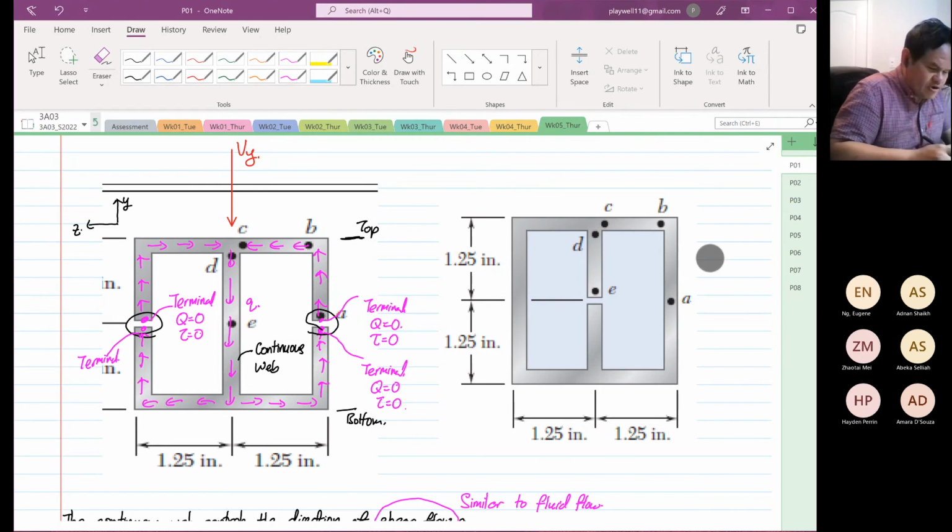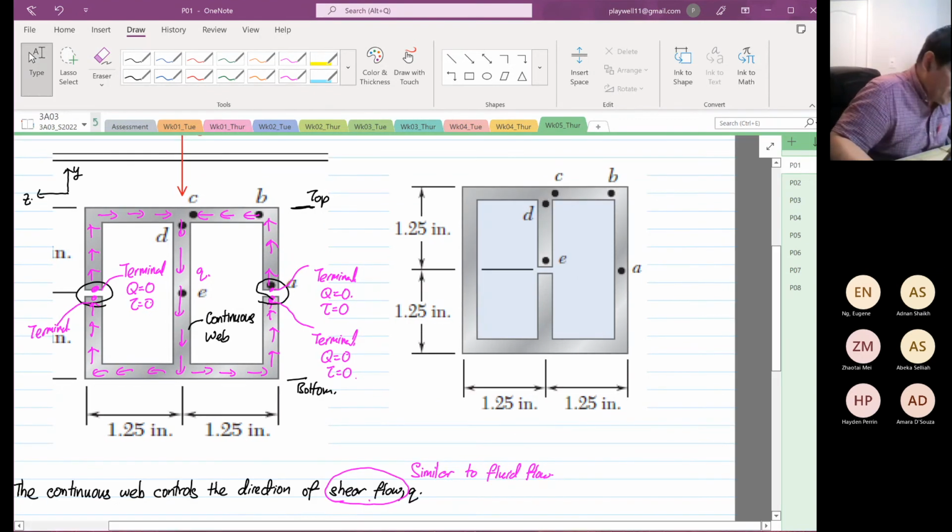Okay. Now, let's look at the next structure over here. Now I'm going to flip my Vy. I'm going to flip my Vy down here. Now, this is our Vy.